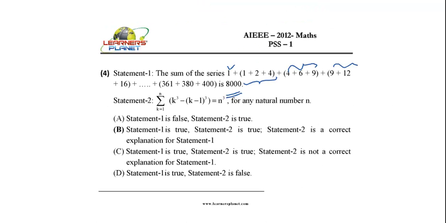From the question we can say that yes, this is the correct thing. We are getting the sum as 8000. Now let's check statement 2. The statement 2 is summation of k cube minus k minus 1 whole cube, where k is going from 1 to n, and that is equal to n cube. It is again the same thing.